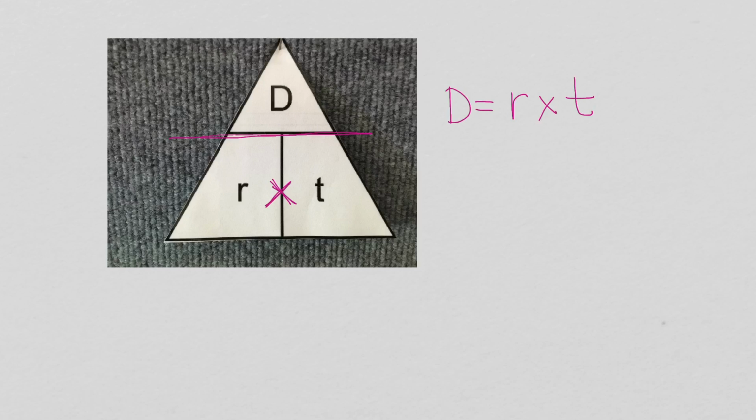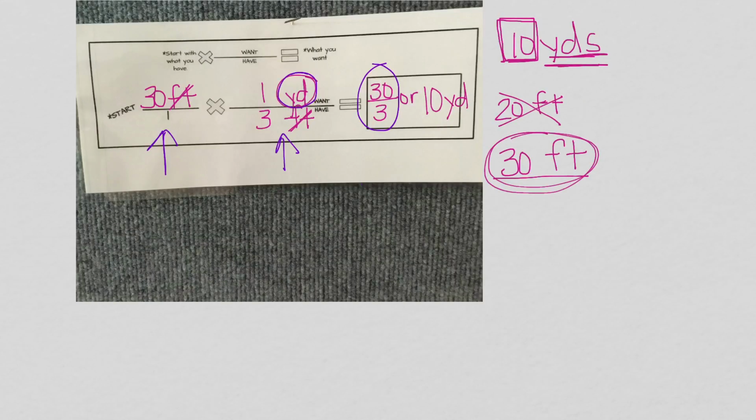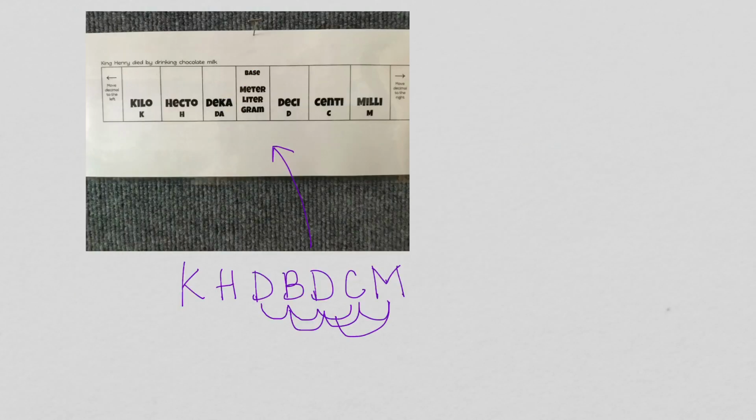I am going to include copies of the conversion charts on Google Classroom for this assignment. So if you need the conversion charts, that's where they'll be. All right, so just use those formulas. Use your distance, rate, and time. Use your conversion chart for standard measurements, and use your King Henry died by drinking chocolate milk for metric measurements. Good luck.